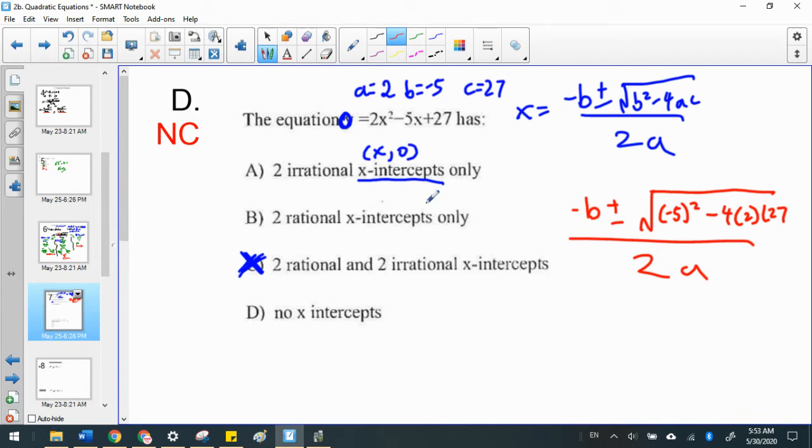And the reason that is the case is that if what's inside the radical ends up positive, we know that there's two solutions, or 2 x-intercepts, or 2 zeros. It's the same thing. If what's inside the radical completely simplifies, that means I have 2 rational x-intercepts because I'll be adding and subtracting by whole numbers from negative b, regardless of what negative b and a are.